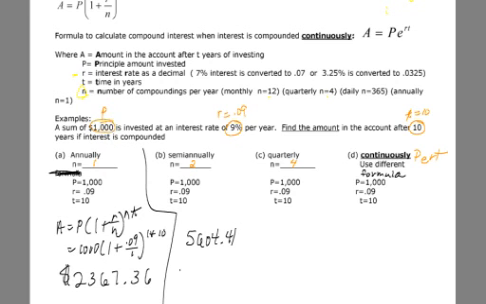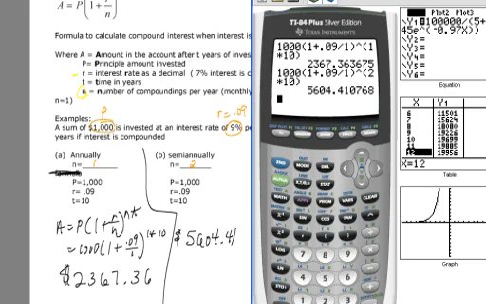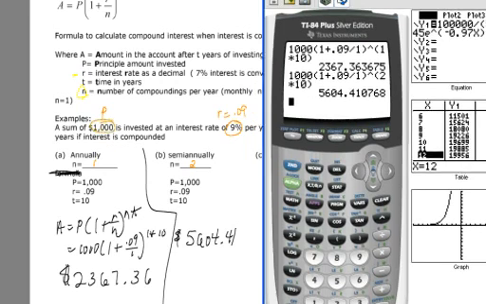5604.41. So if it's done twice a year, that would be our calculation. Quite a difference. What was the other one?